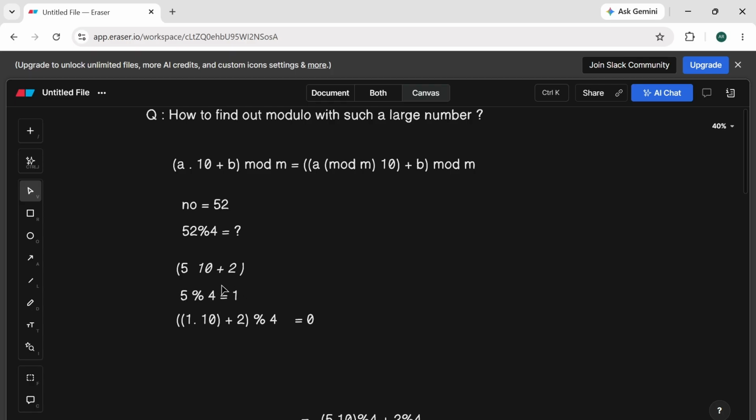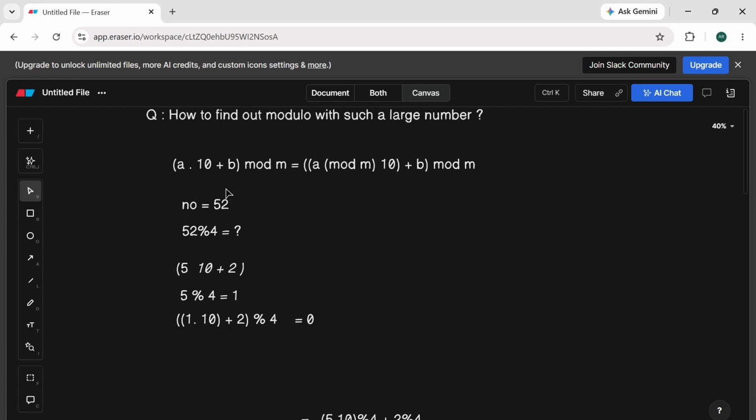Now I got the answer 1. So I'll multiply this number 1 with 10, meaning answer times 10, and I'll add the second digit to it, right? So what is the answer? Whatever answer comes, we'll again do the modulus with 4, right?